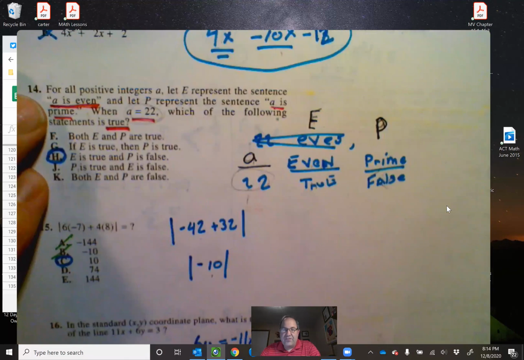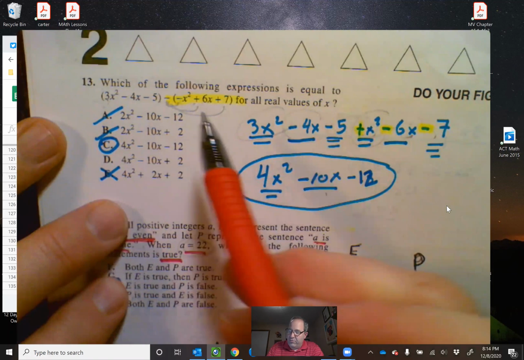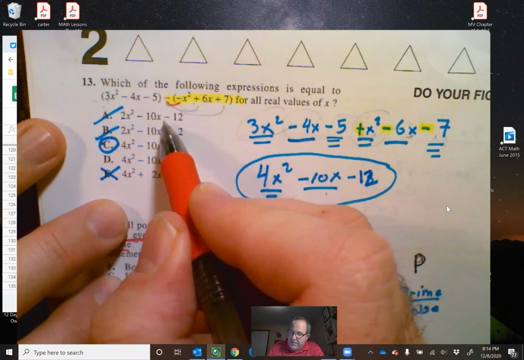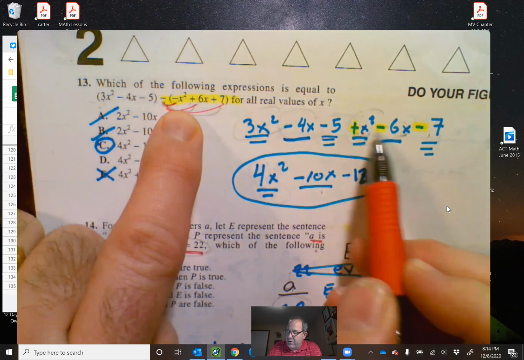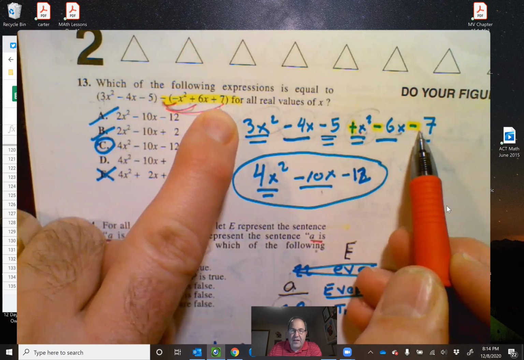Okay, 13 is dealing with polynomials again. And so we're subtracting here. So make sure to distribute that negative sign. And that's what I have here, right? This becomes a positive x squared. That becomes a negative 6x. That becomes a negative 7.